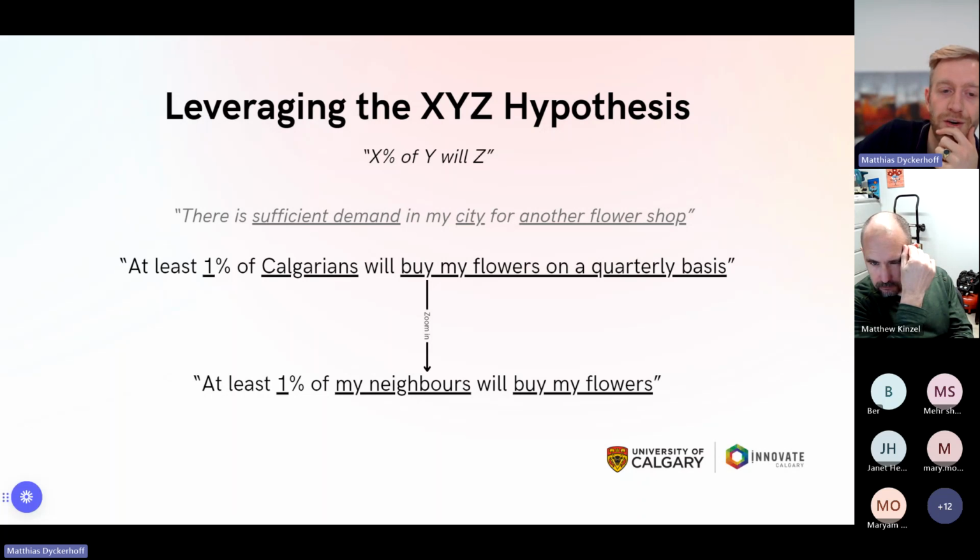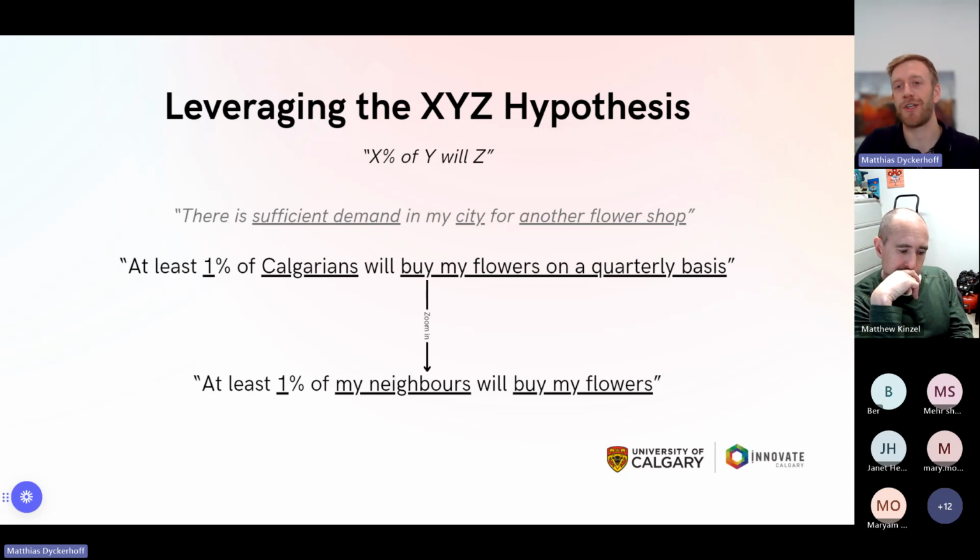In this case, maybe we could say I'll assume 1% of my neighbors will buy my flowers. Now that's something you can actually act on. And there are multiple ways you could test that: by going door to door, buying flowers from a different shop and trying to sell them, having a booth at the local farmers market, just like a pop-up shop, or putting up a table at a garage sale, right? And seeing how many people buy.